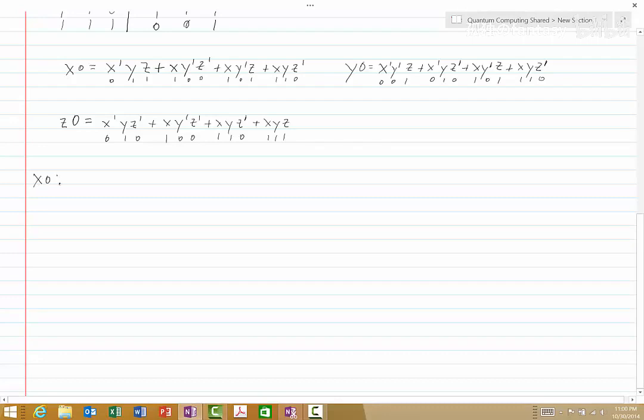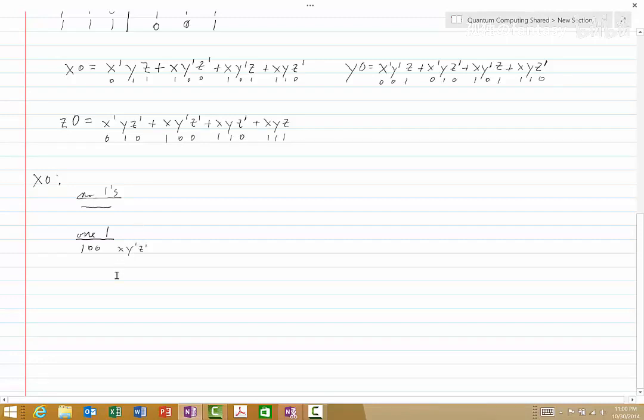So x0 will be first, and let's say no 1s. Okay, there isn't anything in that category for x0. Each one of these terms has at least one 1 in it. So now let's go to the next one, one 1. And the 1, 0, 0 term is the only one that we'll have there. So we have 1, 0, 0, and that is x, y prime, z prime.